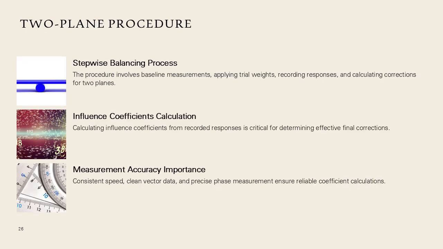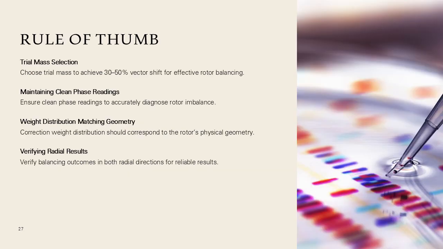This slide describes the step-by-step process for two-plane balancing: baseline measurement in both planes, applying trial weight in plane A, observing changes in planes A and B, applying trial weight in plane B, recording responses, calculating influence coefficients, computing final corrections, and verifying results. The slide highlights the importance of consistent speed, clean vector data, and accurate phase measurement to ensure correct coefficient calculation.